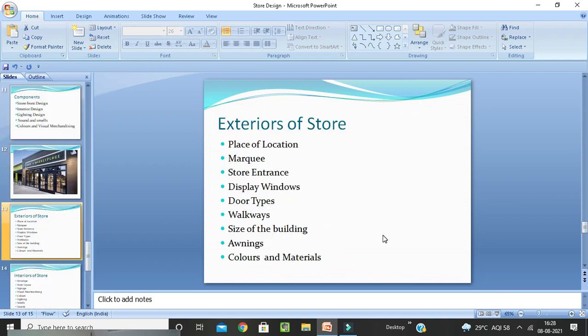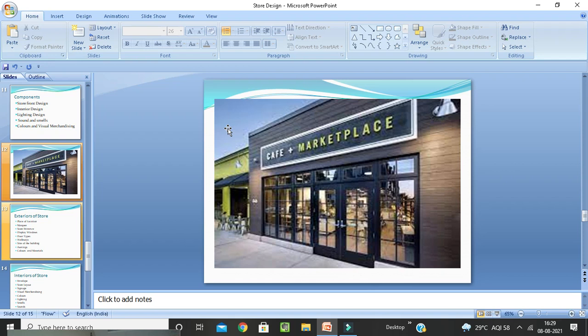So now exteriors, how the exteriors of the store should be. That means not interior, it's outside. That means place of location. The place should be good. It should have to be highlighted. This means the exterior store design should include the place where the store is located. In case the retail store is located in a shopping center or mall, the architecture and the overall look of the mall or center have to be taken into consideration.